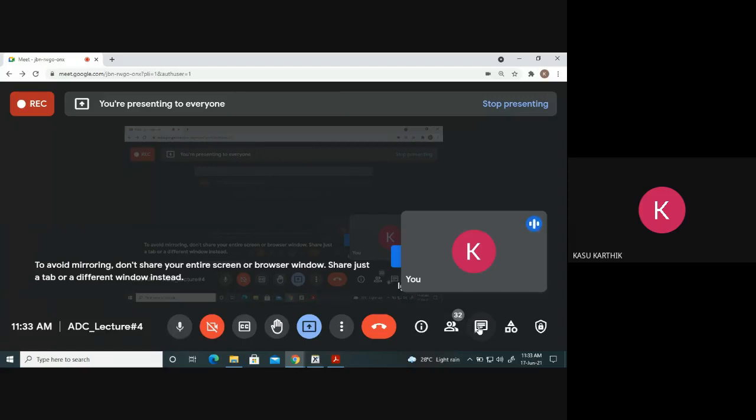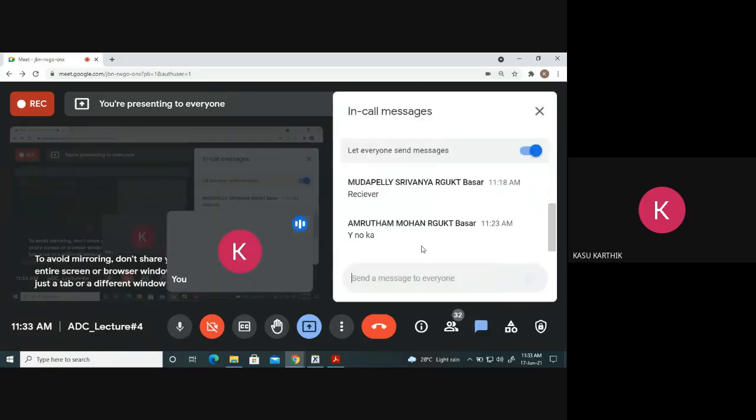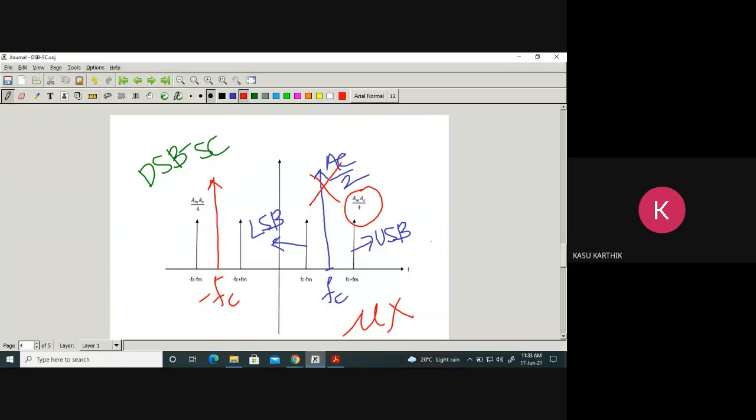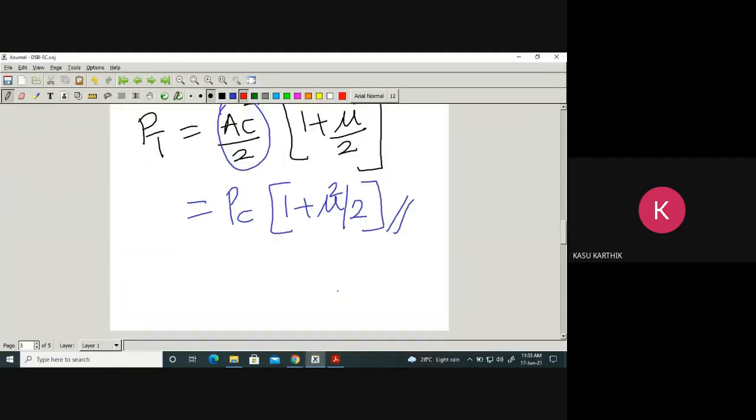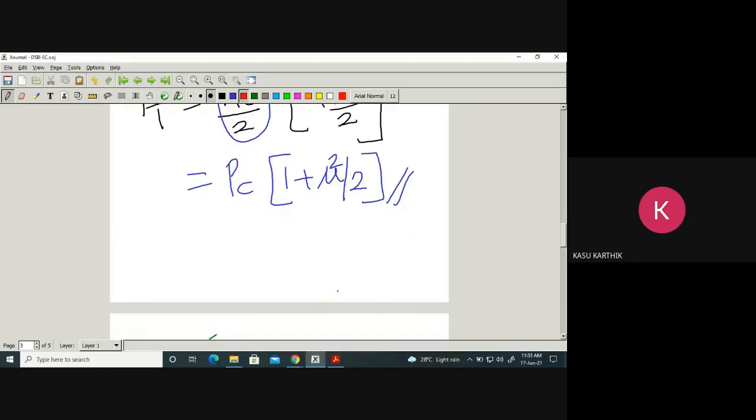Why no Ka? See here. Here we don't need our envelope to be positive. It doesn't need to be positive. What is the purpose of Ka? I told you.